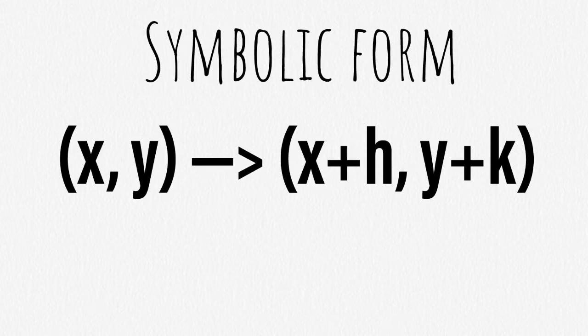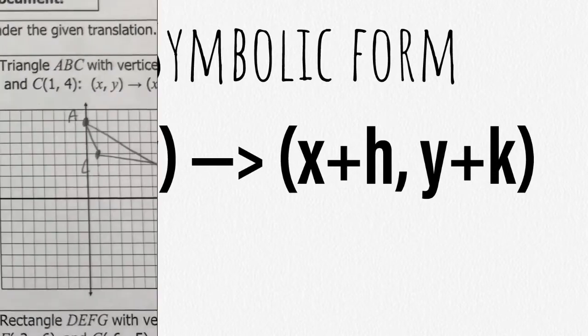If it's a positive h, we move to the right. A negative h, we move to the left. A positive k will move the point up. A negative k will move the point down. And so notice that we're going to move up and to the left, or down and to the right. It just depends on what we are given when we add h and k.